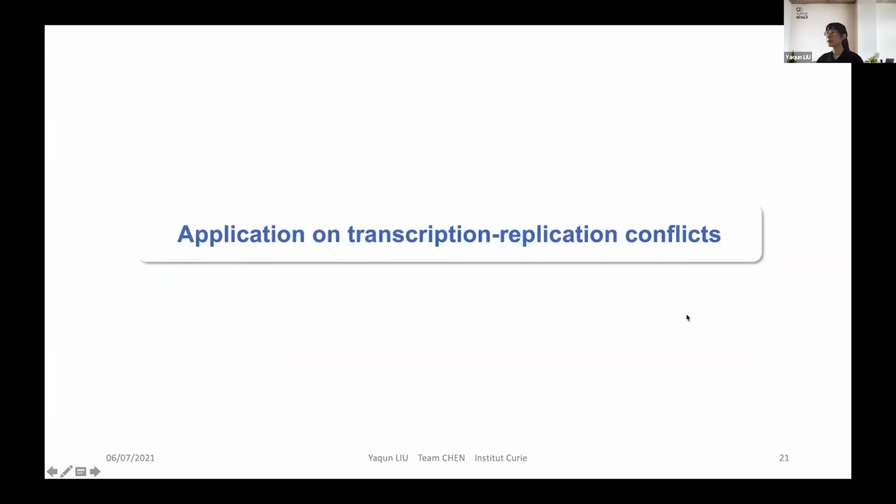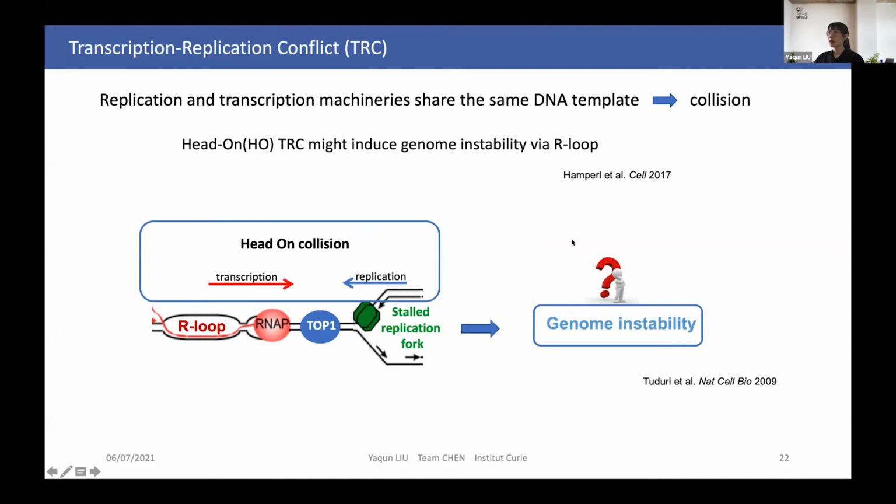So finally, I'd like to talk about how I apply our tool to solve a particular biological question, like transcription replication conflicts. As we all know, replication and transcription machineries share the same DNA templates, which can lead to collisions. These collisions can occur either in a head-on or co-directional manner, but head-on collisions have been shown to be more deleterious. It might induce genome instability via a special structure called an R-loop, which is a DNA RNA hybrid.